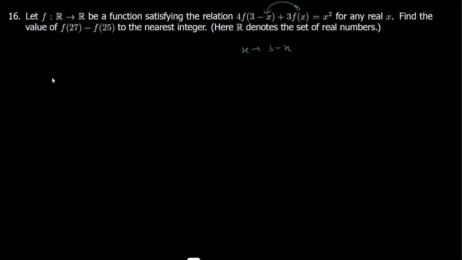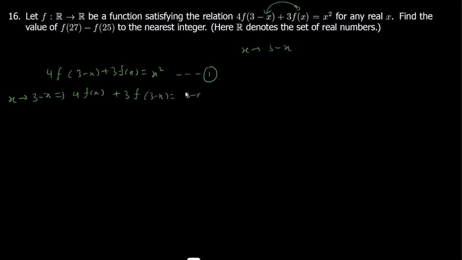So let me rewrite this equation again. The original equation was 4 times f of 3 minus x plus 3 times f of x equals x square. Suppose this is equation 1. Now let me do the transformation where I replace x with 3 minus x. So I'll get 4 times f of x plus 3 times f of 3 minus x equals (3 minus x) the whole square. Now let me eliminate f of 3 minus x from equation 2 and put it into 1.